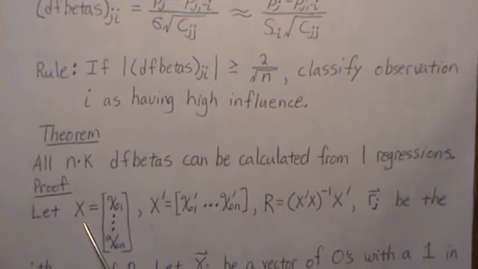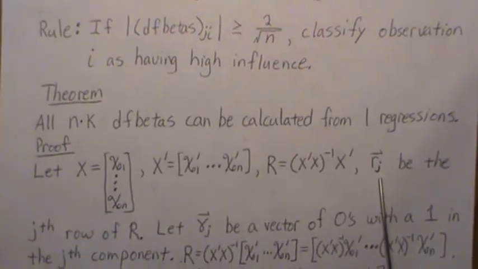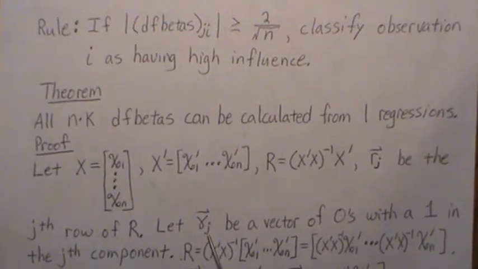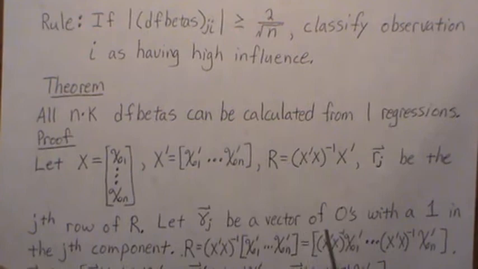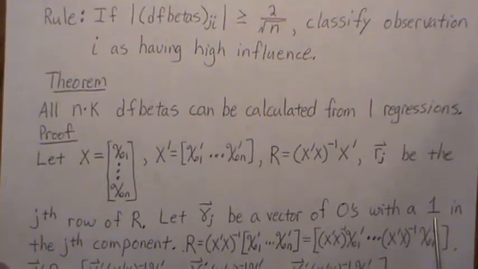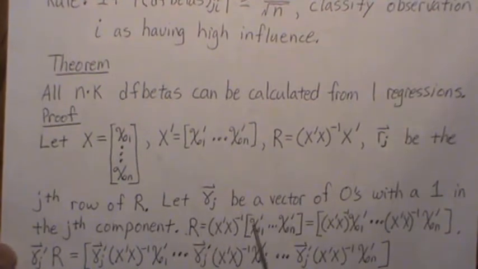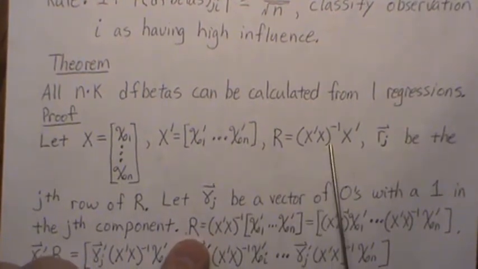Let X be the design matrix, and these script x's are the rows of the design matrix. So the transpose is this, and we're going to let R be this value, X transpose X inverse X transpose. We're going to let R_j be the jth row of this matrix. We're going to let gamma_j be a vector of zeros with a 1 in the jth component, otherwise all zeros.